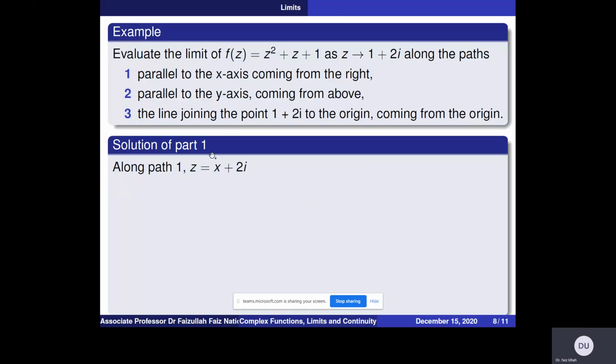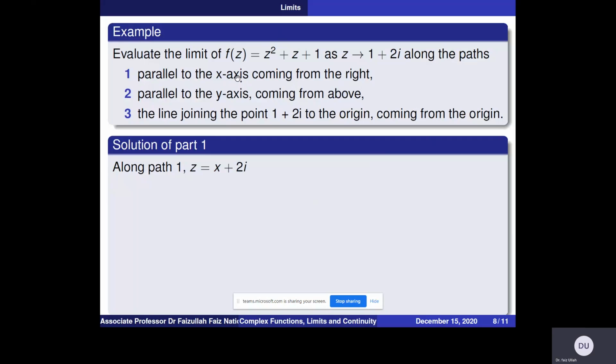Solution of part 1. To find limits of this function, we need three things. We need a function, which is given. We need a point at which we have to find its limit, which is 1 + 2i, also given. And we need a path, which is given as parallel to the x-axis coming from the right. So we need this path. To find the equation of this path, let me show you figure number 1.